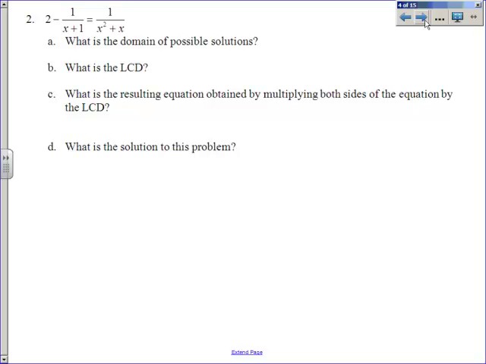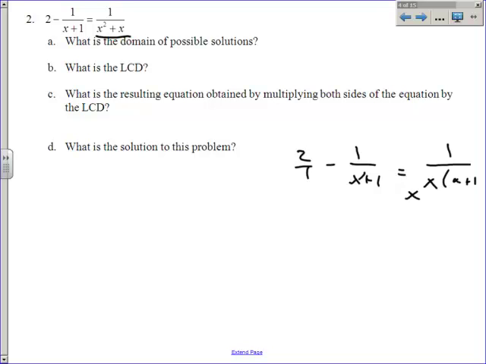2 minus 1 over x plus 1 is equal to 1 over x squared plus x. Well, this time I have to do a little bit of factoring first. So I'm going to rewrite this equation as 2 over 1 minus 1 over x plus 1 is equal to 1 over, well, if I'm going to factor x squared plus x, the first thing I always look for is a common factor. There is a common factor of x. I'm going to factor that out, x, and I'm going to be left with x plus 1.